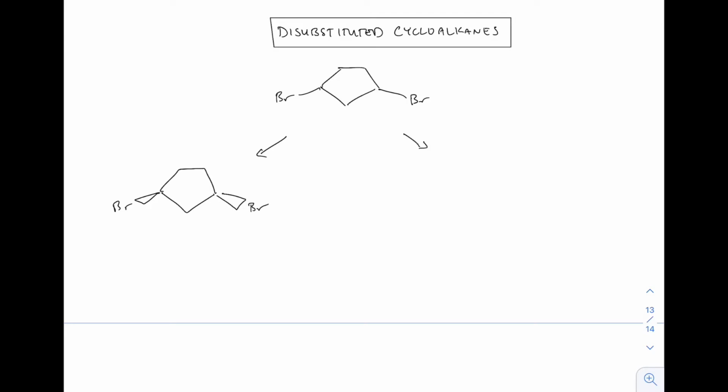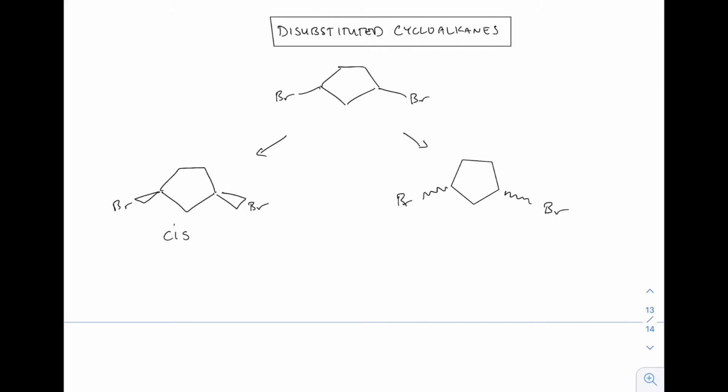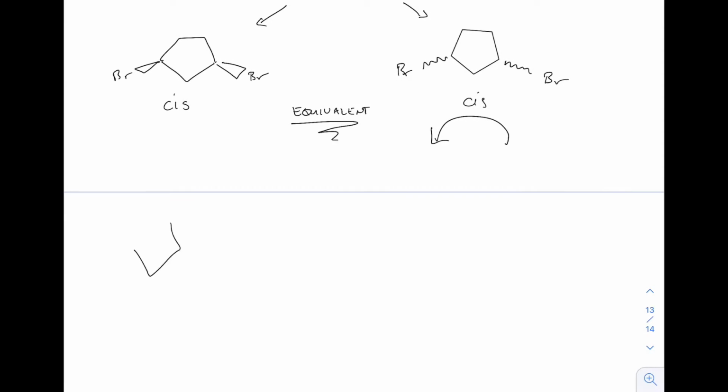We can do two wedges, or maybe we could do two dashes, and get that nice pentagon going. These are both cis compounds. Turns out if you flip it over, it's the same compound. So we can see that because they are, in fact, cis.